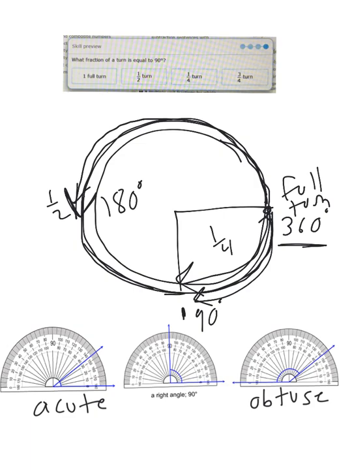So let's do some math here. 180 plus 90 is, oh sorry, 270. So this would be a 270-degree turn, or 3/4.